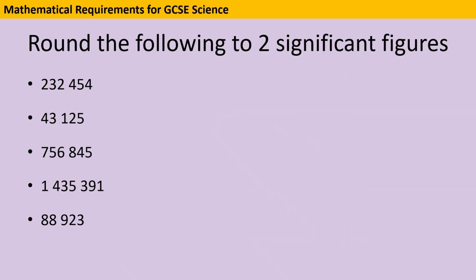Let's look at some examples of rounding. Here we're asked to round the following numbers to 2 significant figures. That means the one that we're going to look at to see whether we're rounding up or down is going to be the third significant figure.